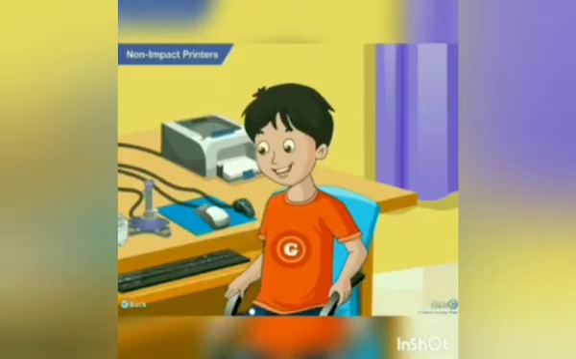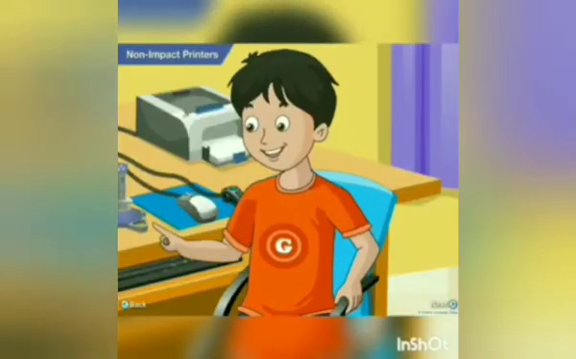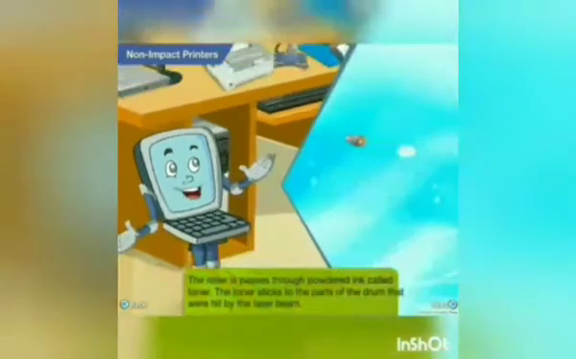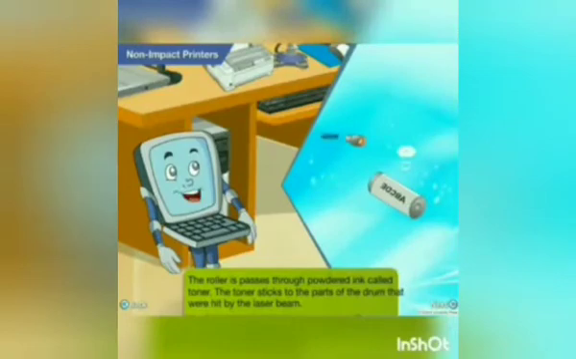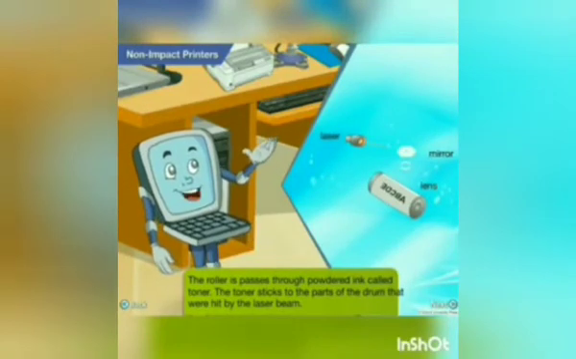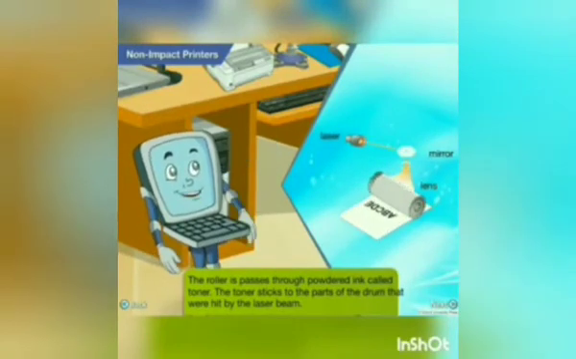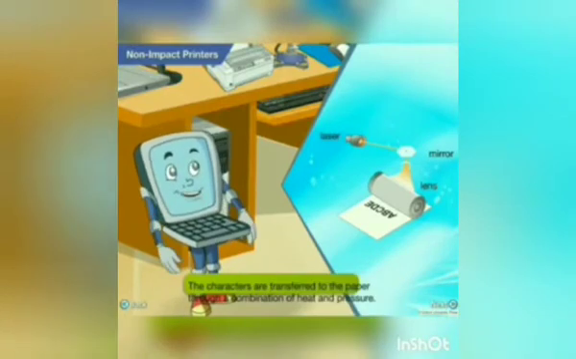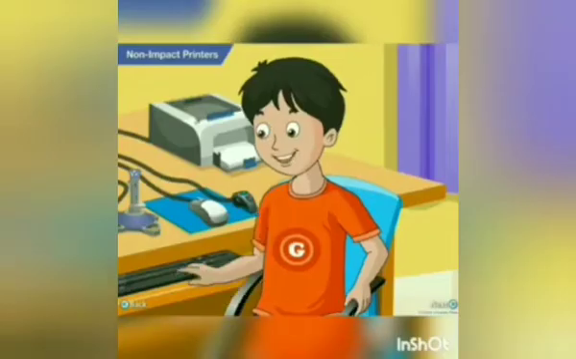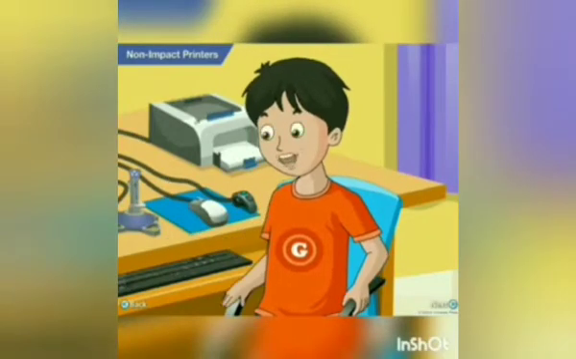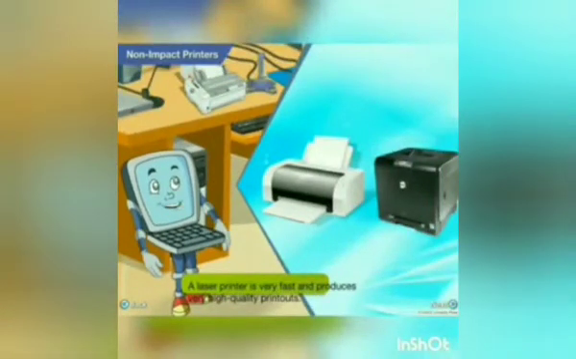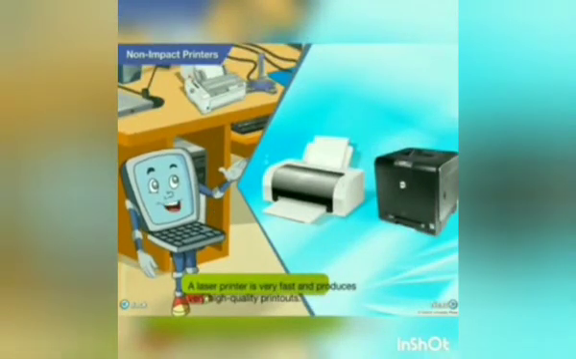What is a laser beam, Toggle? A laser beam is a very strong beam of light. What happens after the laser beam produces the image on the drum? The roller is passed through powdered ink called toner. The toner sticks to the parts of the drum that were hit by the laser beam. Finally, the characters are transferred to paper through a combination of heat and pressure. Is the laser printer better than the inkjet printer? Yes, Goggle, a laser printer is very fast and produces very high-quality printouts.